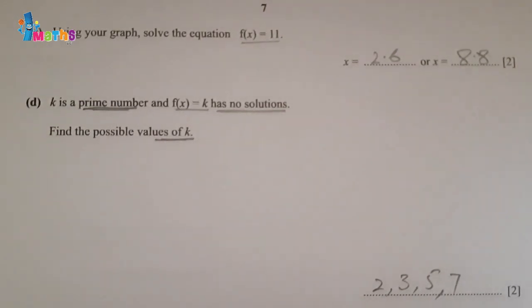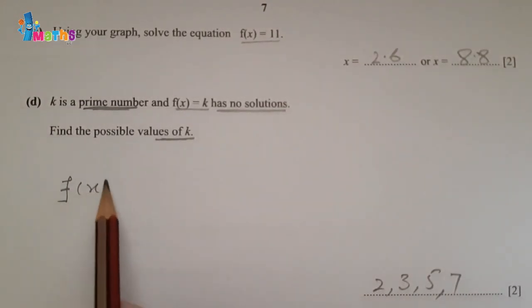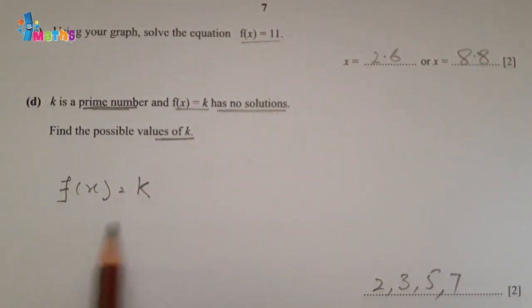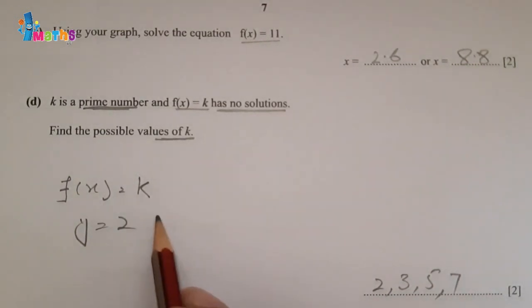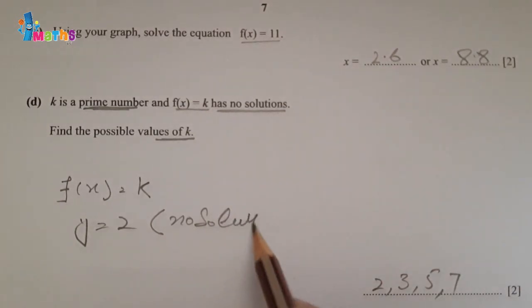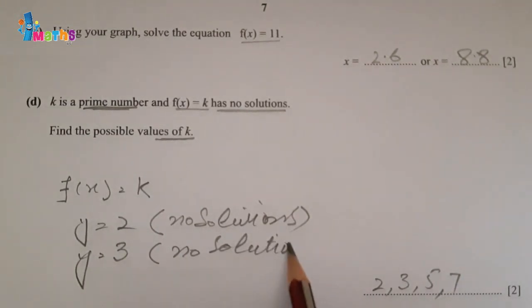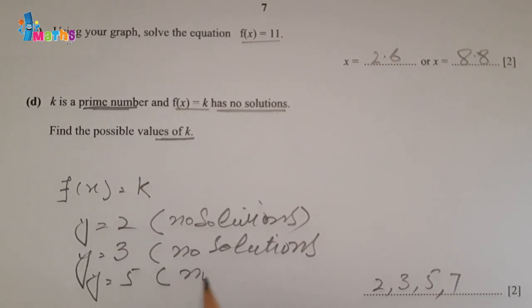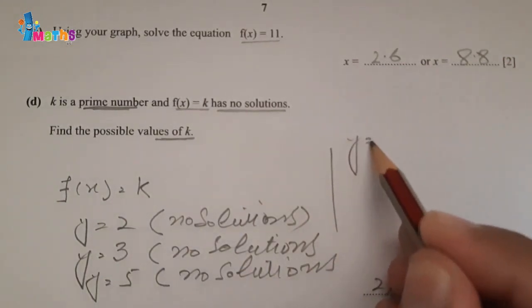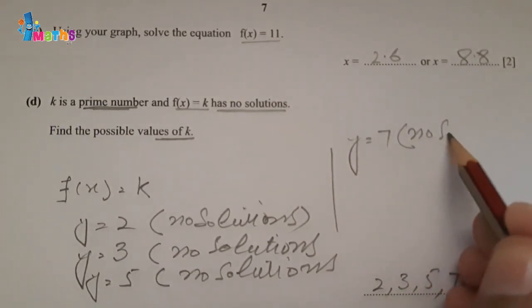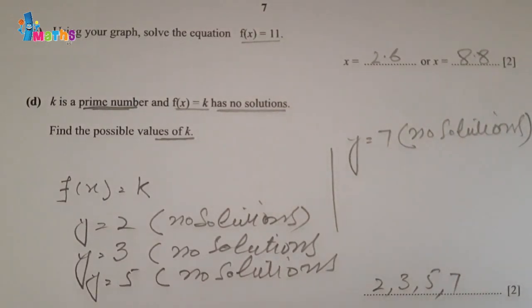And if you want to show the working, you can show f of x is equal to k. And you can take the values y is equal to 2, and you can show no solutions. Then write down y is equal to 3, which is also no solutions. Then y is equal to 5, which is the same thing, no solutions. And the last one you can write y is equal to 7, which is also no solutions. Because this is 2 marks, it is better to insert this detail also in this question.